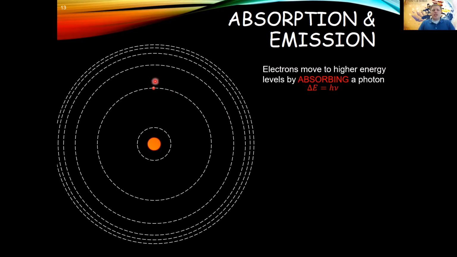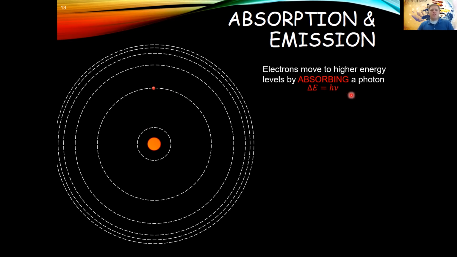So this change in energy is described right here in math terms. So this triangle right here is what's called delta. That's the Greek letter delta. And in math, it means change. And so the change in E, which is energy of the electron, is equal to the energy of the photon that's absorbed, h nu.